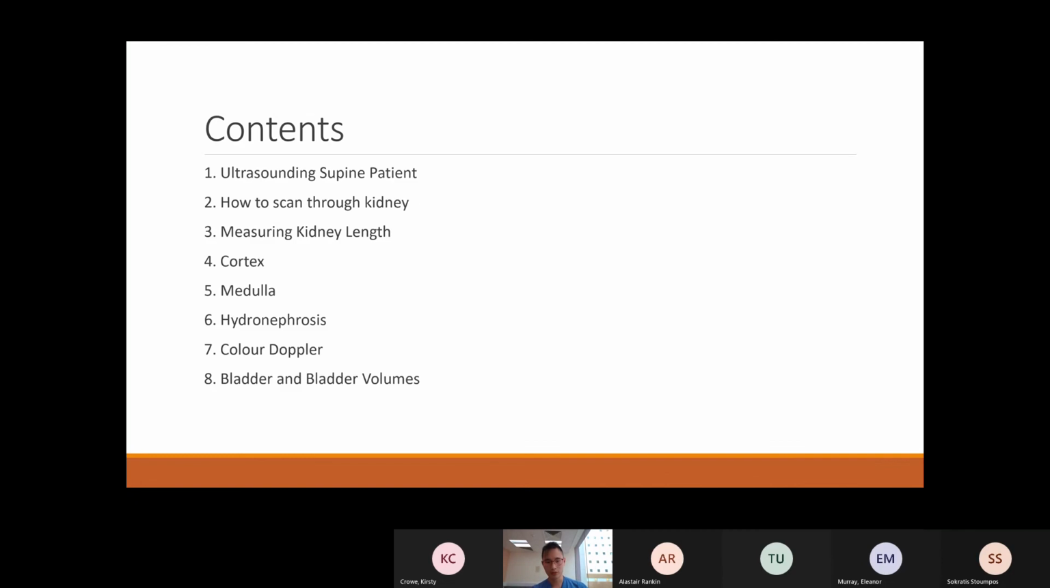So quite a couple of things that we're going to have to go through today. So first, we're going to talk about getting a kidney image in a supine patient. We are all very used to getting kidney images in prone patients for biopsy settings. So we'll talk about supine patients.